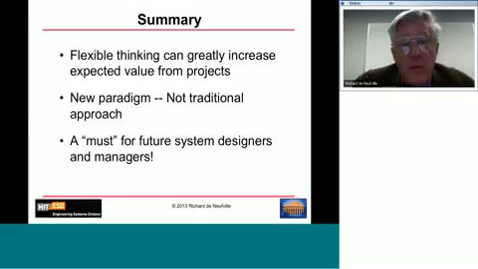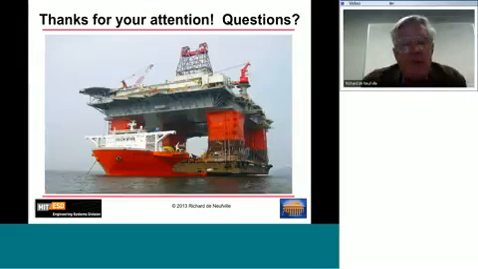So the summary of the entire thing is that flexible thinking can greatly increase expected value from projects. It is a new paradigm, not the traditional approach. And because of this, I think that it's a must for future system designers and managers. Thank you very much for your attention.